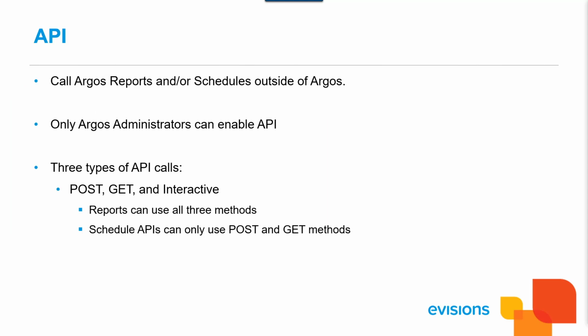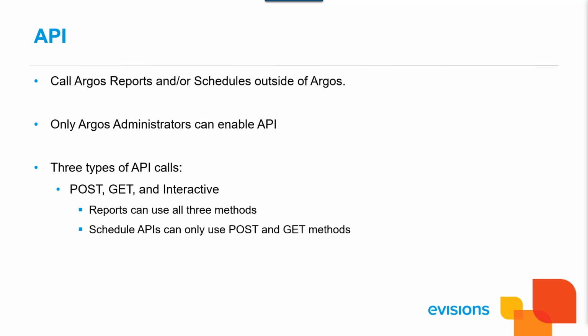Our next topic is the Argos API. This is an optional module that enables the user to call Argos reports and/or schedules outside of the Argos software. Since the API can make the data available to a very wide audience via the web server, portal, or a third-party application, only an Argos administrator can enable a report to be available via the API.